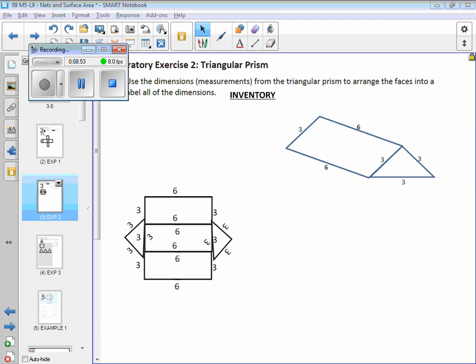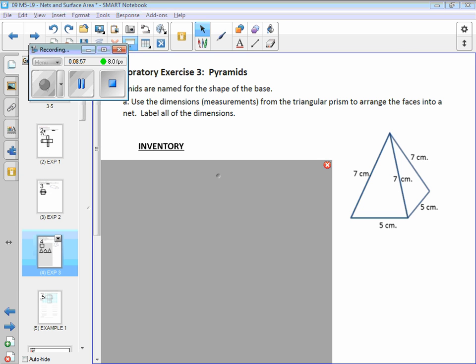Try the next one on your own. I think it's the easiest out of all 3. What's your inventory first? Raise your hand. How many do you need? And what are the dimensions?